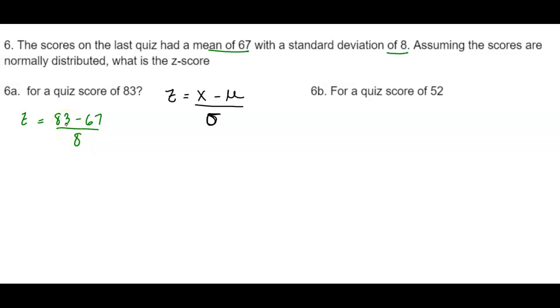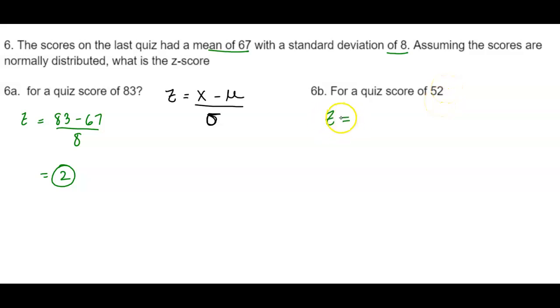If you calculate that correctly, you get 2 exactly. Now, it's positive, which jives with what we would expect because 83 is higher than the mean score of 67. So we do expect it to be positive. Now for the next one, for a quiz score of 52, just thinking ahead, 52 is less than 67. So I would expect that when I calculate it, it will be negative, which it ends up being.